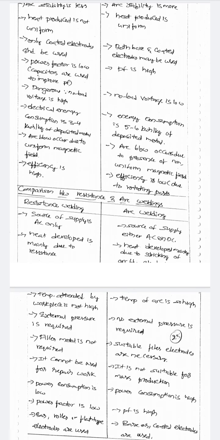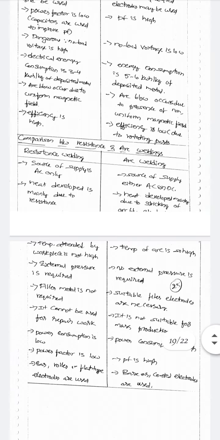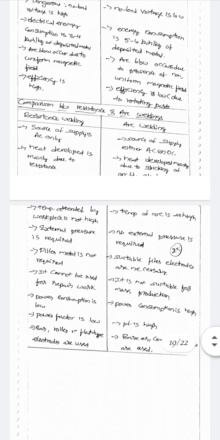Next, source of supply is AC for one, DC for the other. Efficiency is high for AC and low for DC. Next, comparison between resistance welding and arc welding. Keep resistance welding on one side, arc welding on the other. Supply is AC for resistance welding. For arc welding, supply is AC or DC.